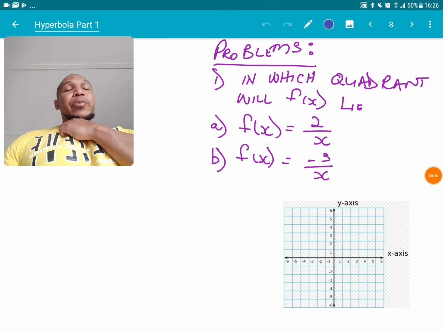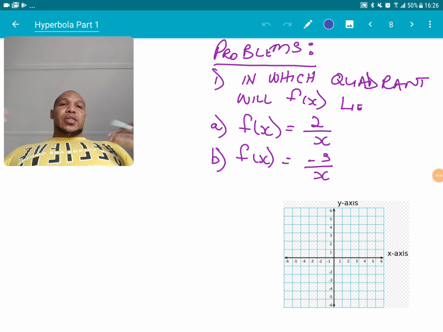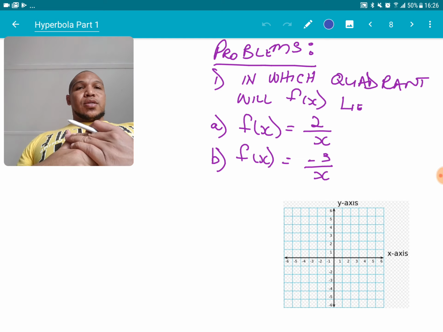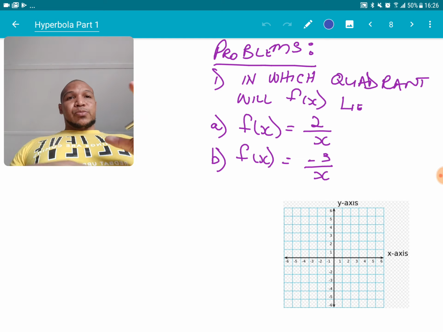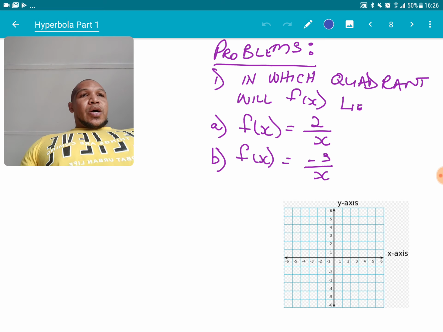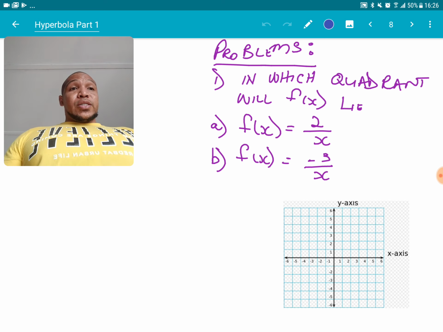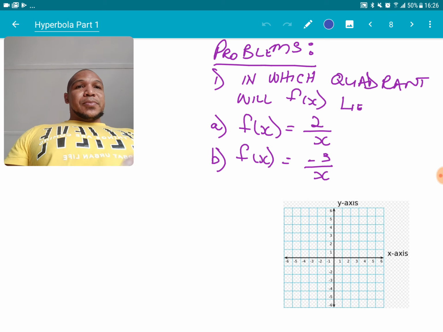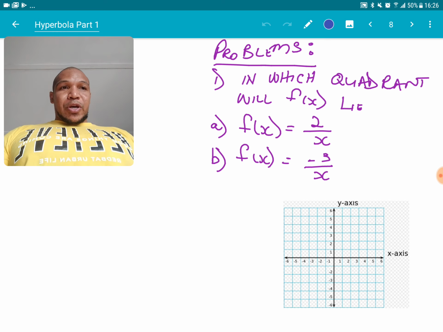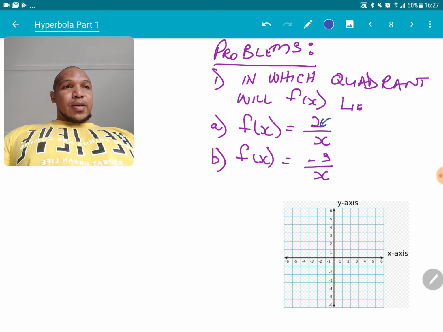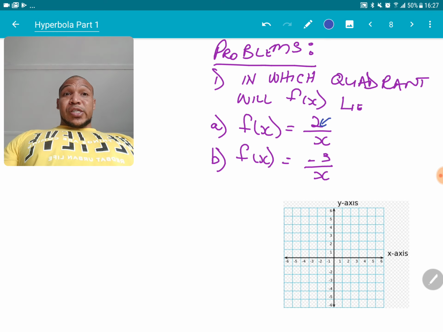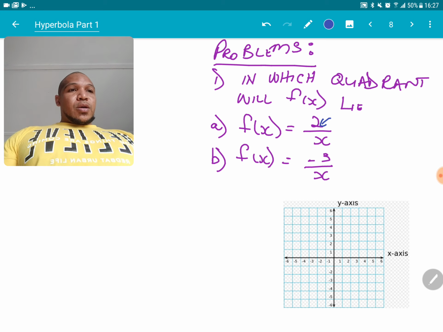So let's look at a couple of problems or questions that could be asked about the hyperbola when it comes to the equation. Number 1, in which quadrant will f of x lie if f of x is equal to 2 over x? So, in which quadrant? What we're going to have a look at is that number there, which is A. If A is positive, it will lie there, and it will lie there.